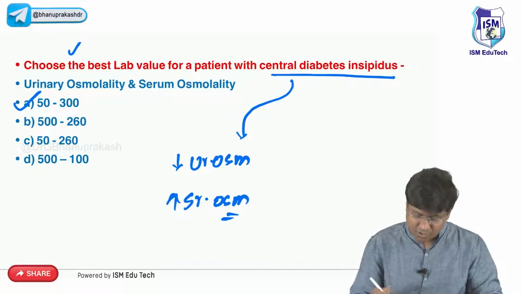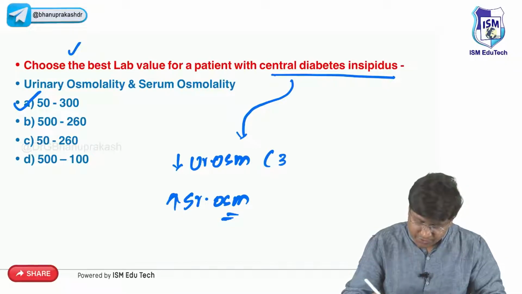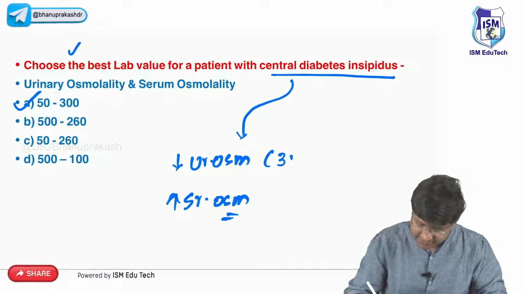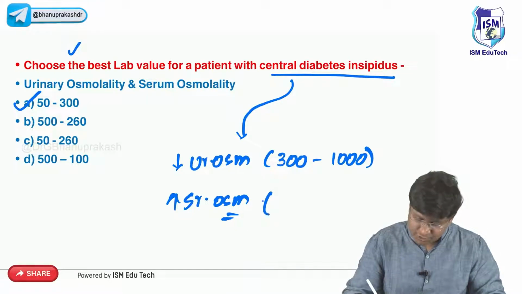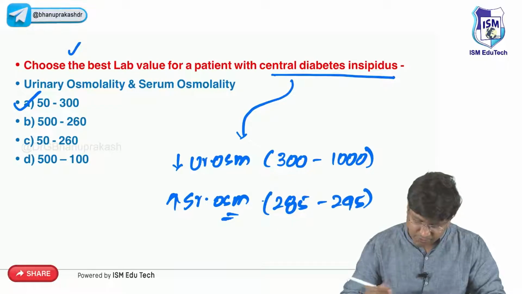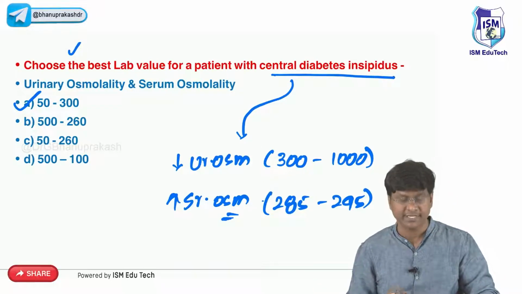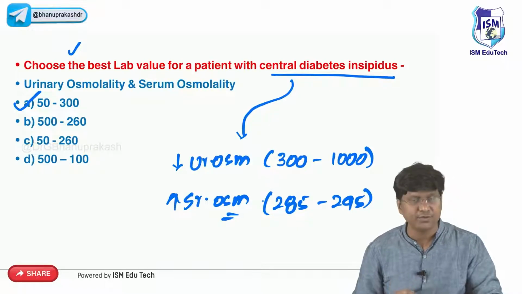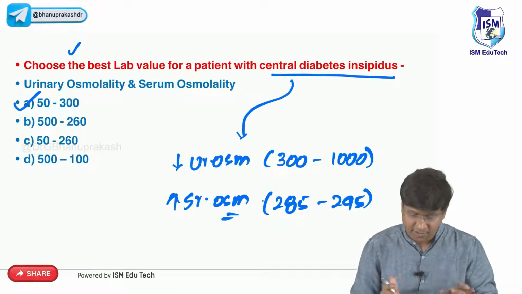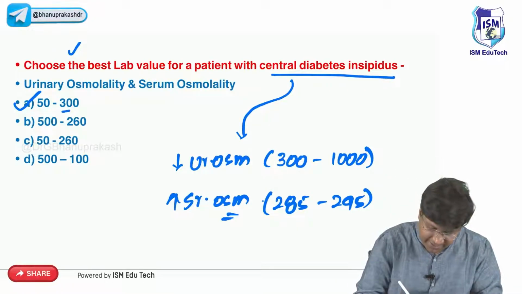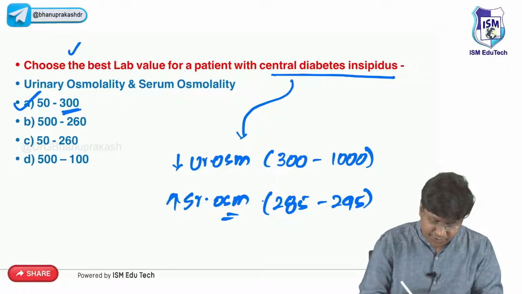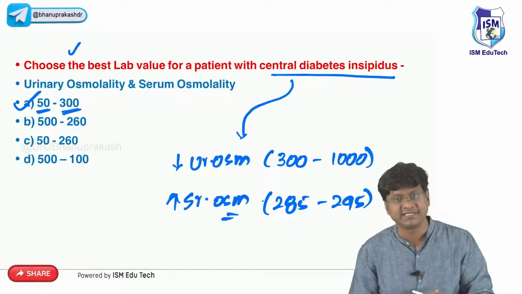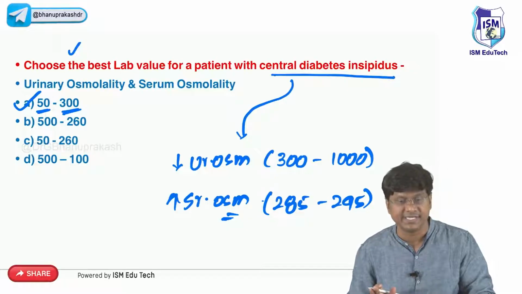How much is the normal urine osmolality? Normal urine osmolality will be 300 to 1000 milliosmoles. And how much is the normal serum osmolality? That will be 285 to 295 milliosmoles. So the correct answer here will be 350 bar 300, because the serum osmolality should be increased to more than 295 and the urine osmolality should be decreased to less than 300. So the correct answer is A here.